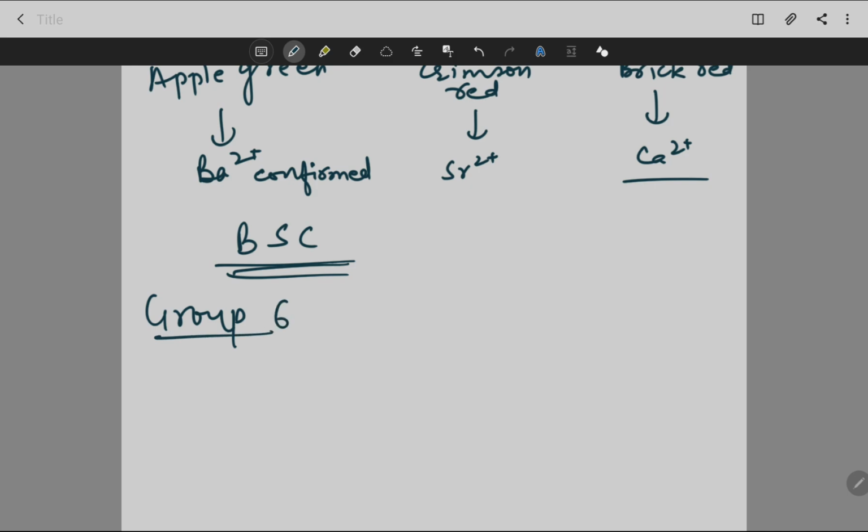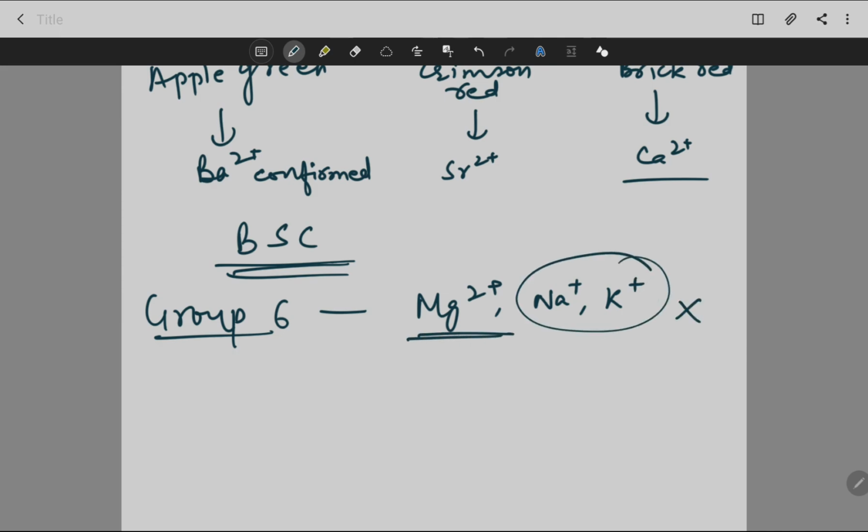In group 6 we have 3 radicals, that is Mg2+, sodium ion, and potassium ion, but these two are not in the syllabus, so we will focus only on the magnesium ion. One thing I want to tell here is that not getting a precipitate up to group 5 itself is an indication that group 6 may be present. So now we directly do the confirmatory test for magnesium.